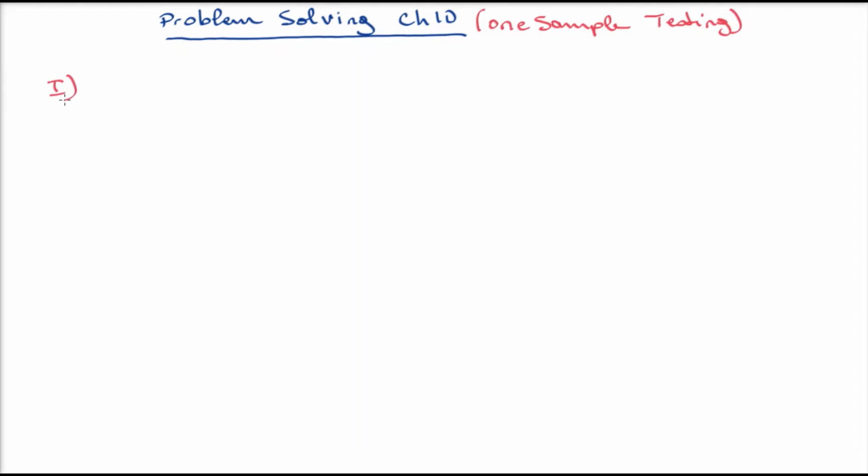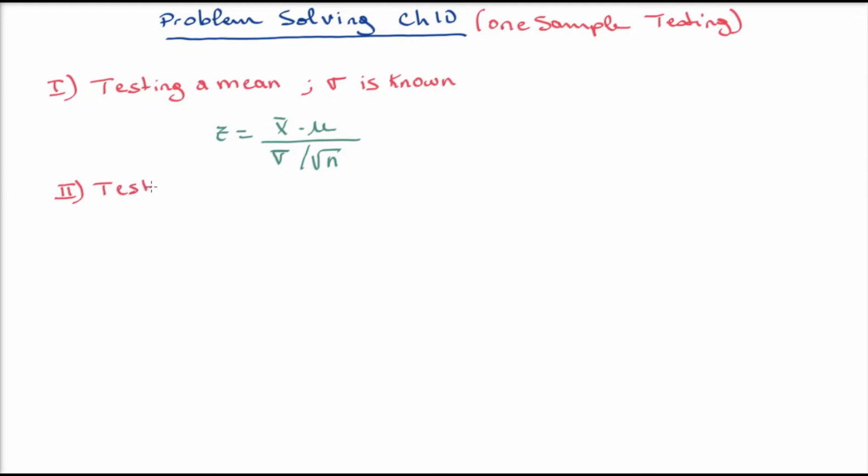In the following series of videos, we're going to do problem solving for chapter 10. We'll be covering three main points. First, we're going to do a hypothesis testing for a mean when the standard deviation of the population is known. Second, we're going to do a hypothesis testing for a mean also, but when the standard deviation of the population is unknown. And finally, we're going to do a hypothesis testing for a proportion. We'll be using the following three formulas.